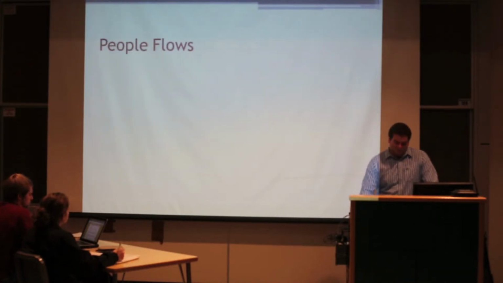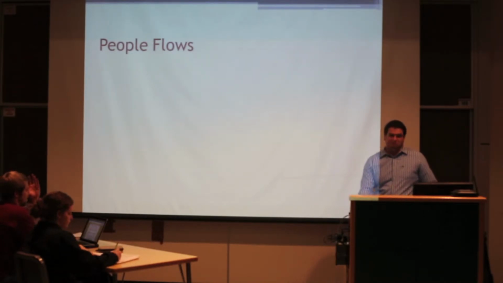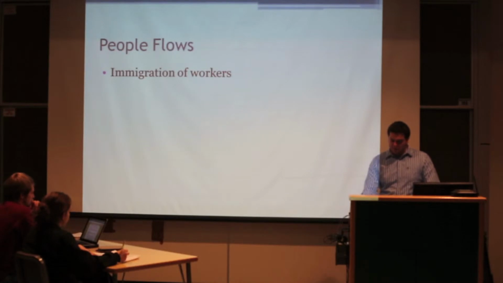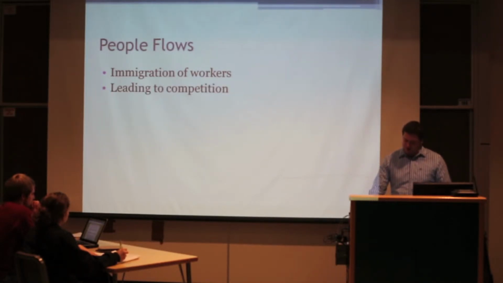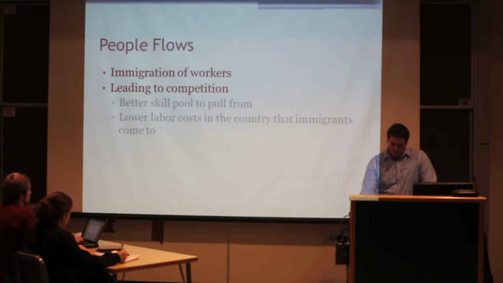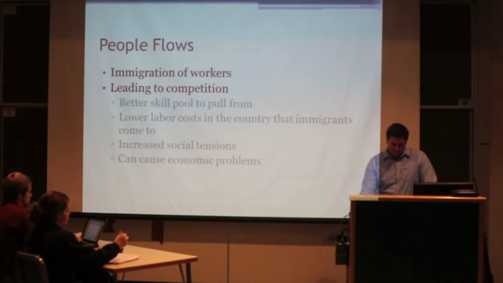So now we're going to talk about some people flows. Does anyone know what this means? Human trafficking, slavery? Yes? Probably just immigration. The others seem a little extreme. And why would immigration be important or matter to the U.S. and global economy? Because the more people there are in a country, the more competition there is. That is right. So what causes this increase in competition? I'll tell you. It is because there is a better skill pool and lower labor costs in the countries that the immigrants came to. This can then lead to more social tension and can cause problems in economies.